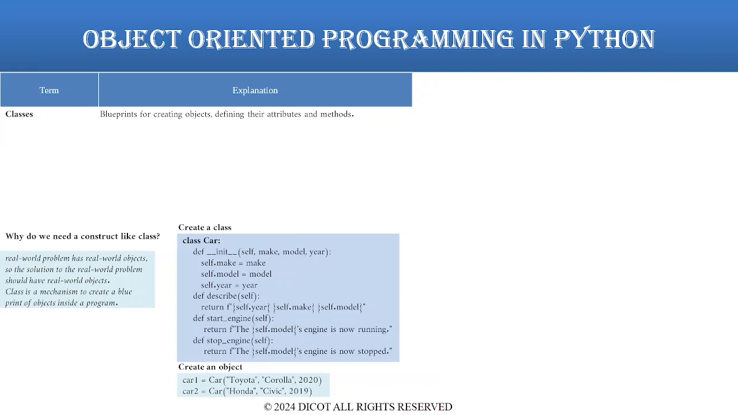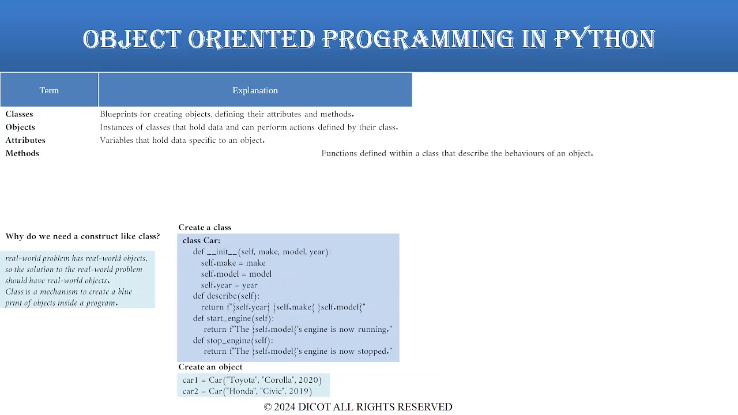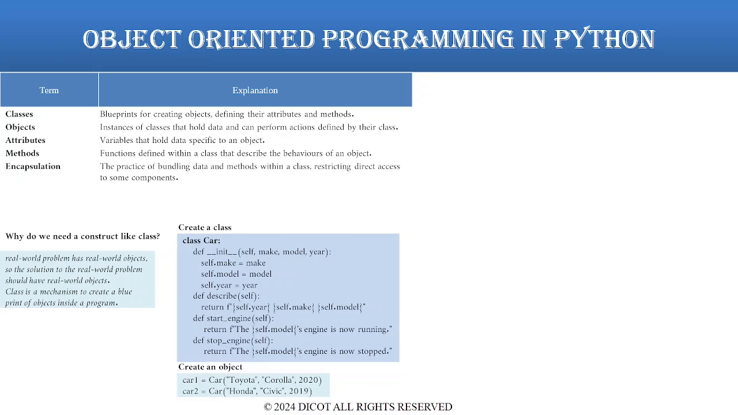Now, let's see some related definitions. An object is an instance of a class. Attributes are variables that hold data specific to an object. In our example, the attributes are make, year of make, and model. Methods are functions defined within a class that describe the behaviors of an object, such as start_engine and stop_engine. Encapsulation is the bundling of attributes and methods together within a class.